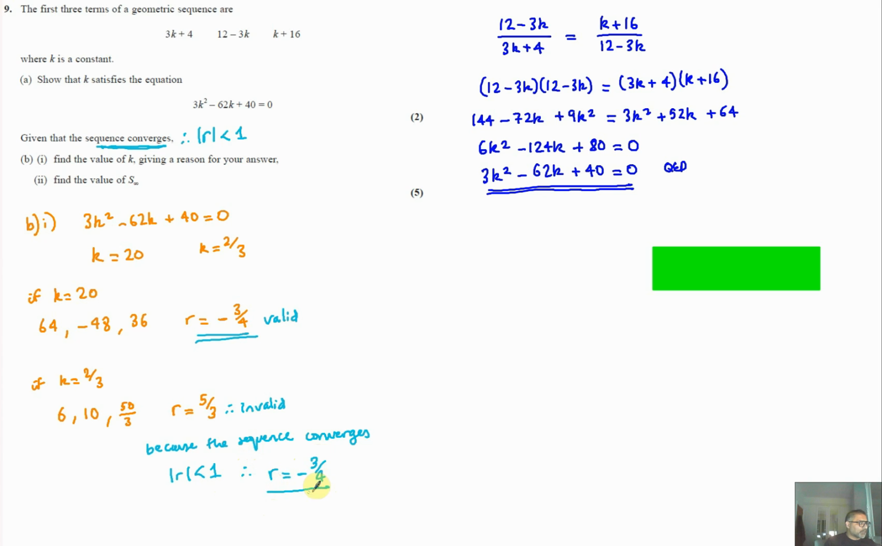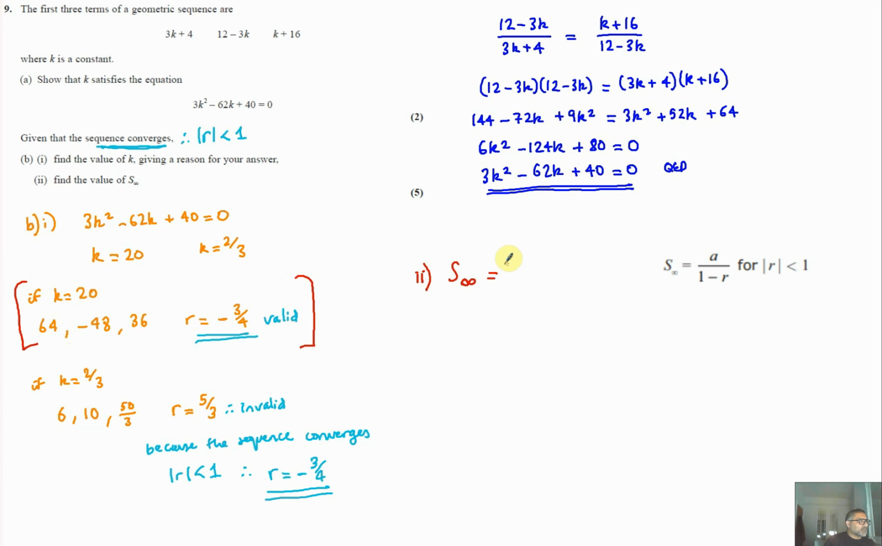It is important to make sure that you're very clear and you've explained why in order to get your marks there. And the last part then, for part 2 of B, find the value of the sum to infinity. Remember, in the formula booklet, you don't need to memorize this. They tell you that the sum to infinity equals A over 1 minus R for when the magnitude of R is less than 1. So in this case, we're looking at this sequence here.